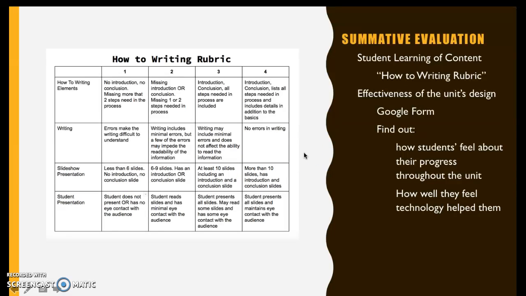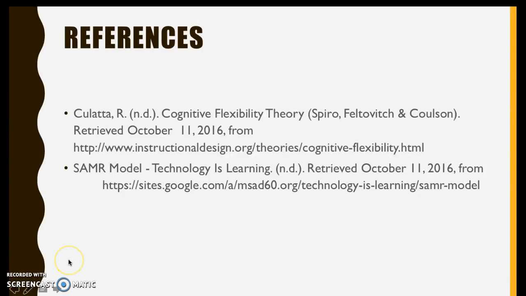To evaluate the effectiveness of the unit's design, I'll be using a Google form, and I'll be asking questions such as, how did the technology help the students? Did it make it more difficult? What would they want to change about the unit? And then I'll also have them talk about how the project helped them become a better writer and have them explain that as well. And that is my how-to writing unit plan.